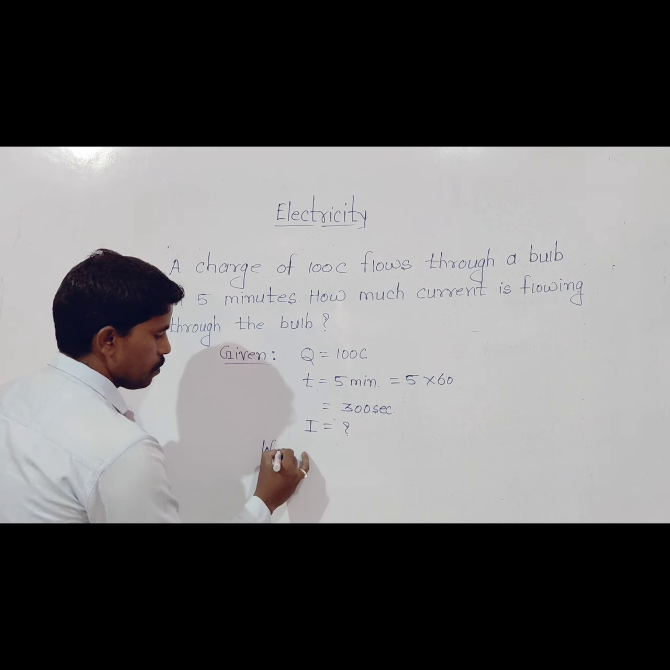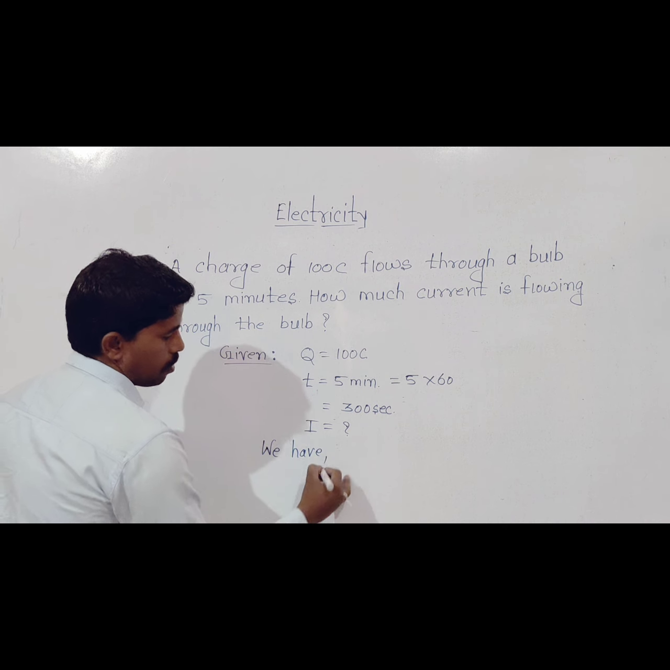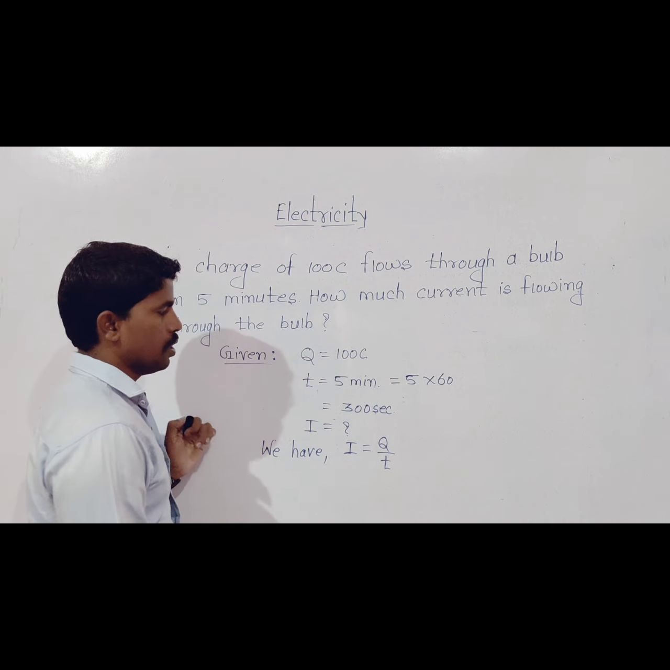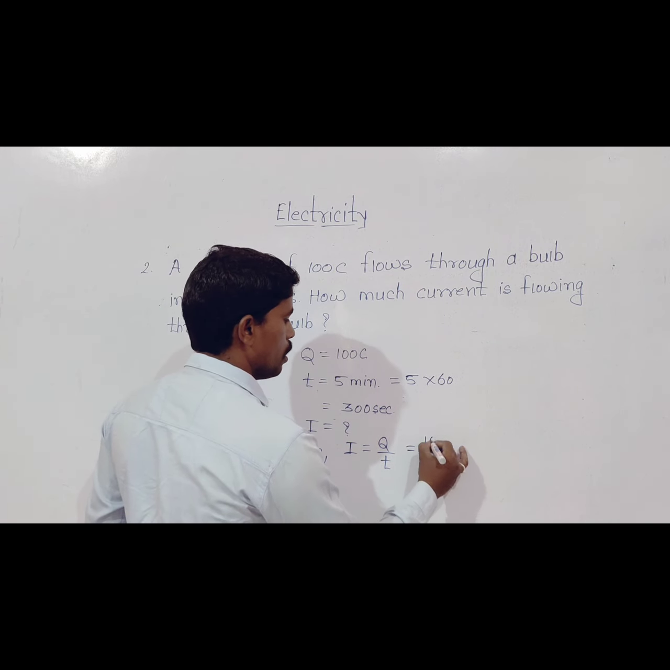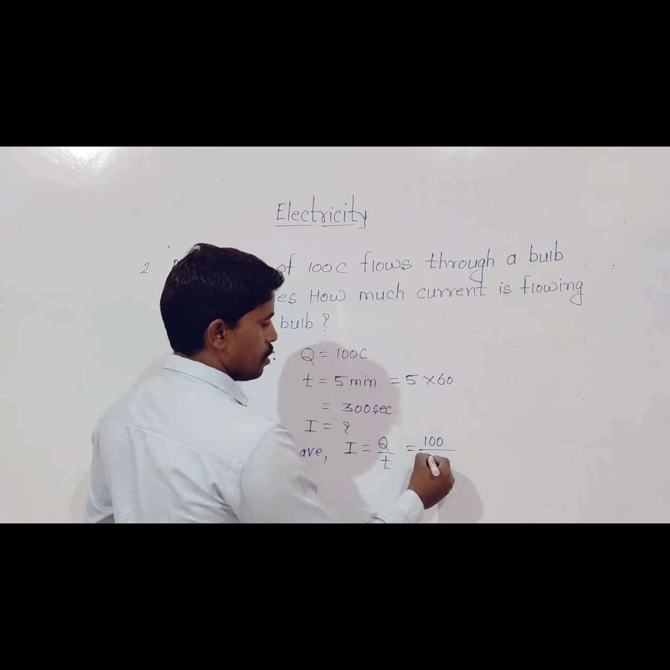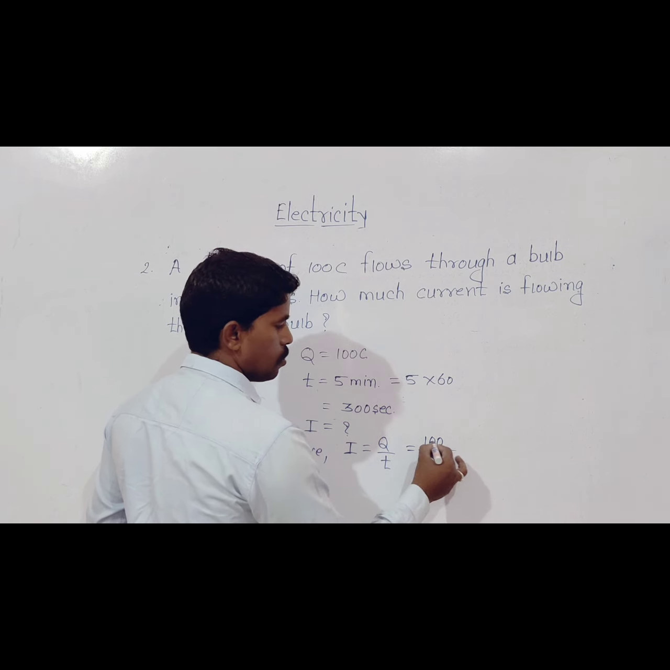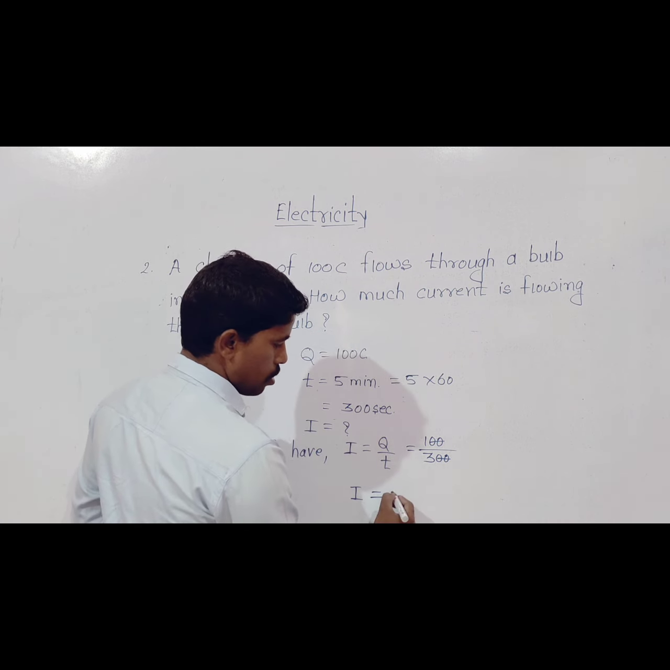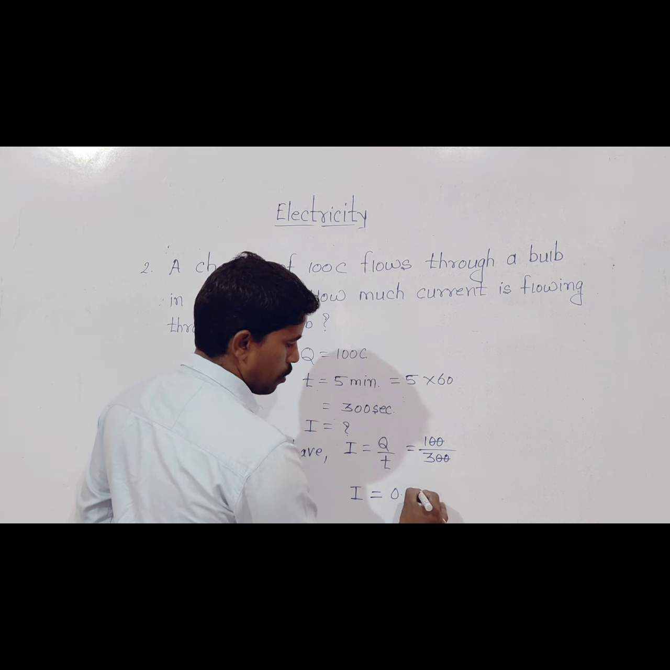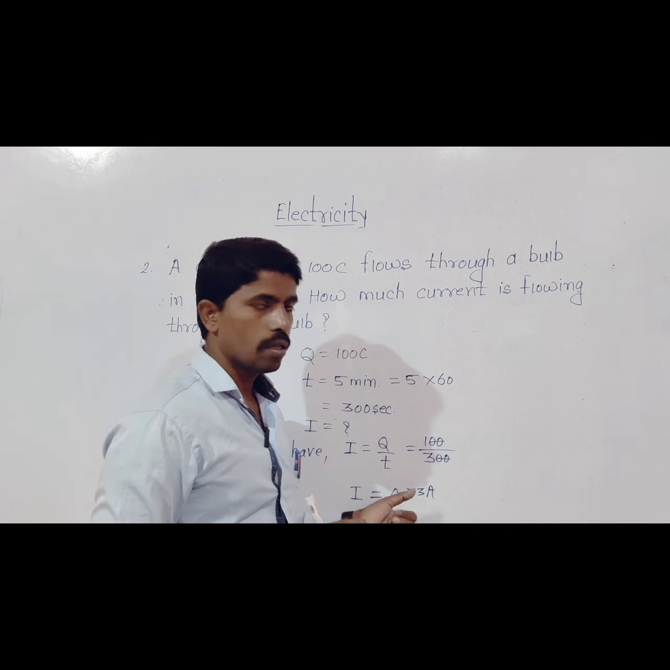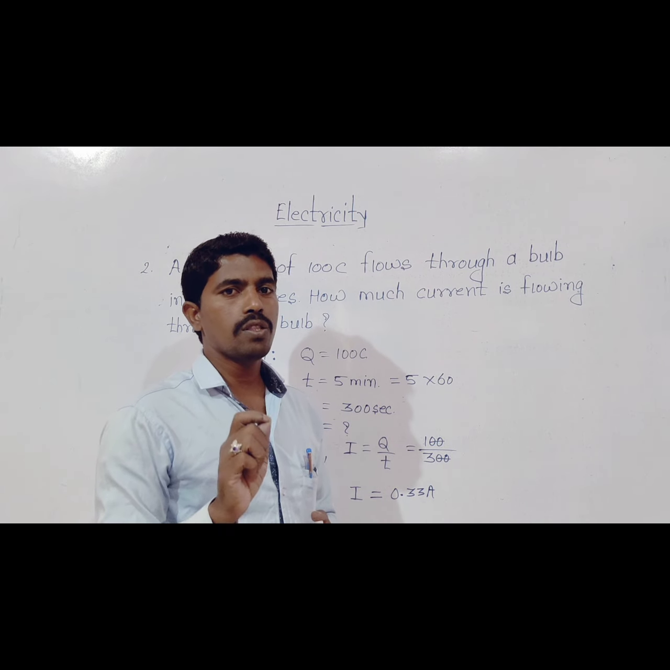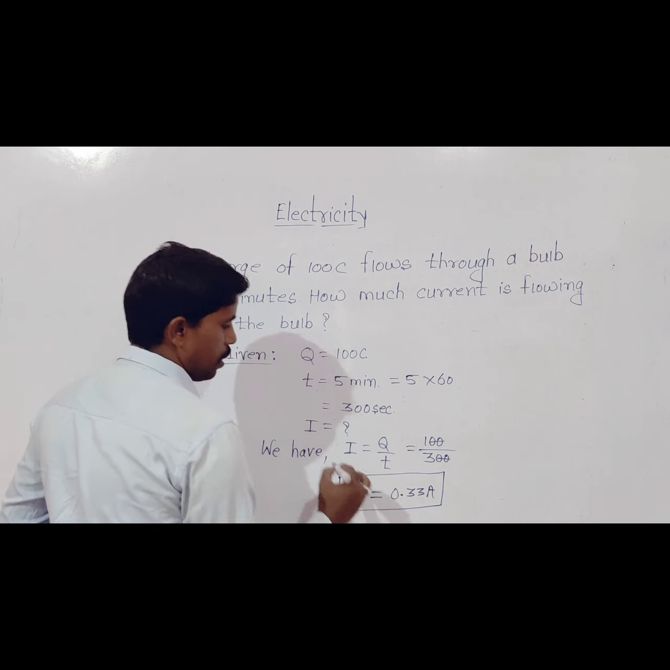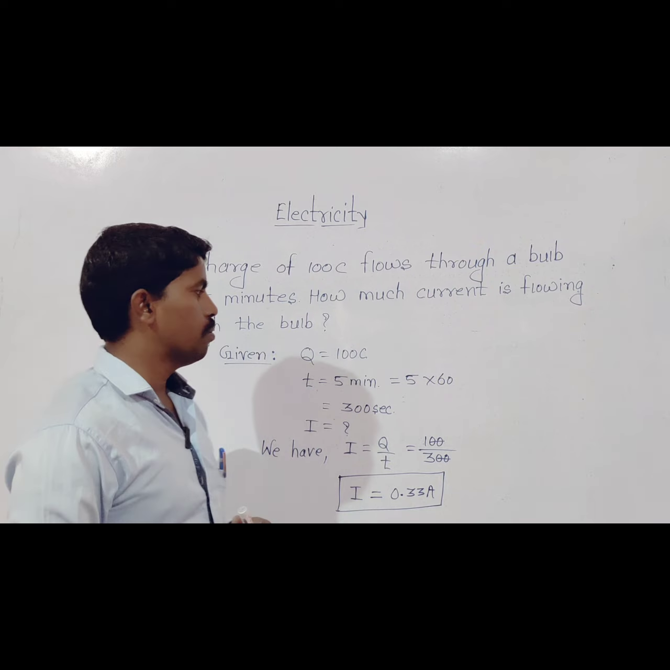We have I is equal to Q by T, Q upon T. The value of Q is 100 divided by time, 300 seconds. So these two 0s get cancelled, we get I is equal to 0.33 ampere. This is the current. The 0.33 ampere current is flowing through the bulb.